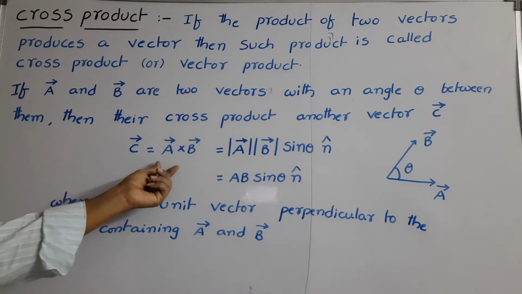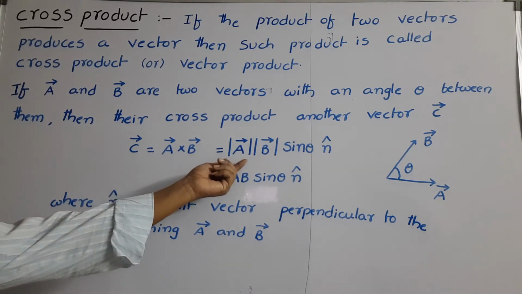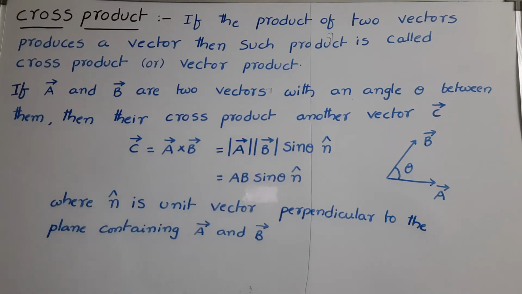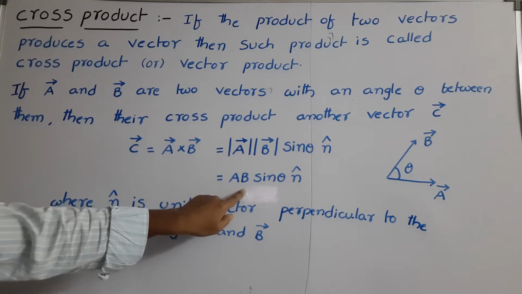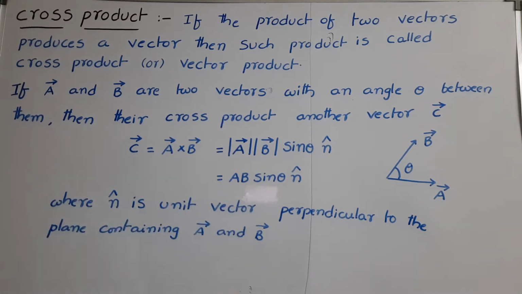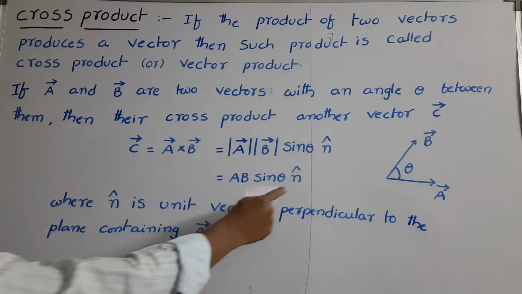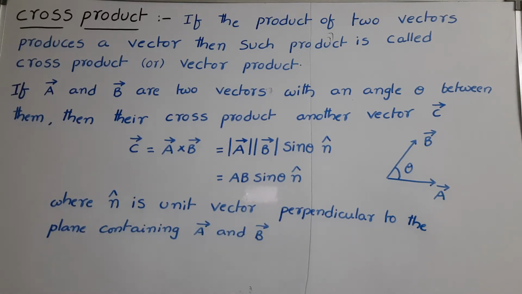So a bar cross b bar is equal to the product of the magnitudes of the two vectors and the sine of the angle between them, into n cap, where n cap is a unit vector perpendicular to the plane containing a bar and b bar. Why? Because the magnitude of a bar is a scalar quantity, the magnitude of b bar is a scalar quantity, and sine theta also gives a scalar quantity. But according to the definition, if two vectors are multiplied, then the resultant is a vector quantity. So to get the vector quantity, we multiply with a unit vector n cap.